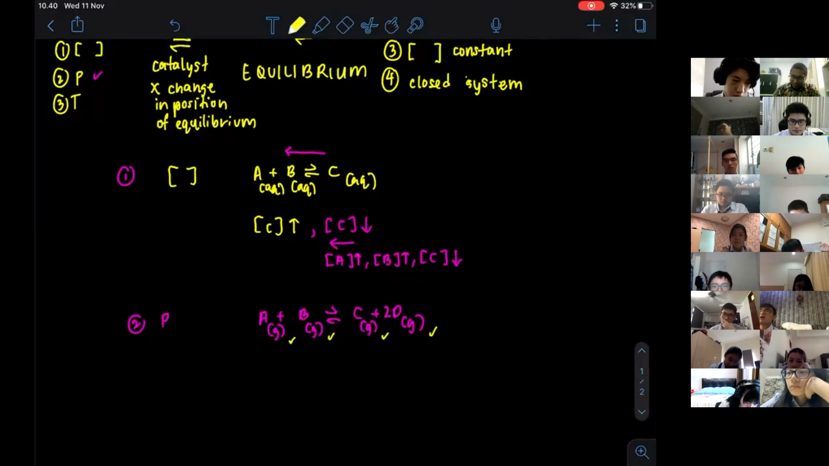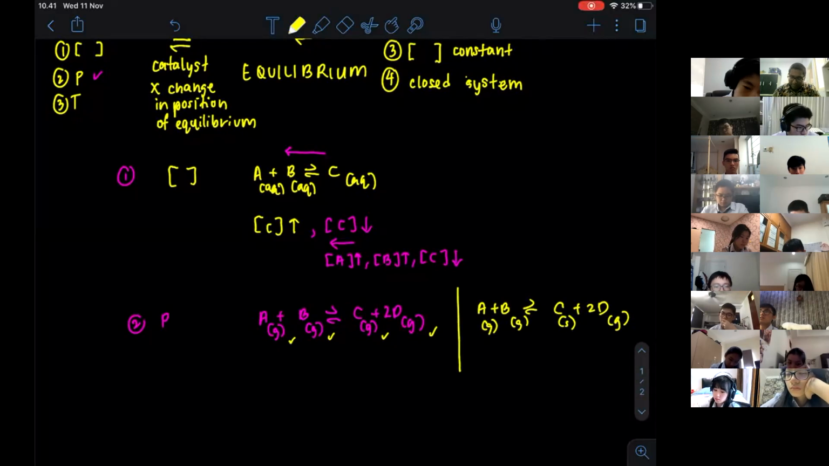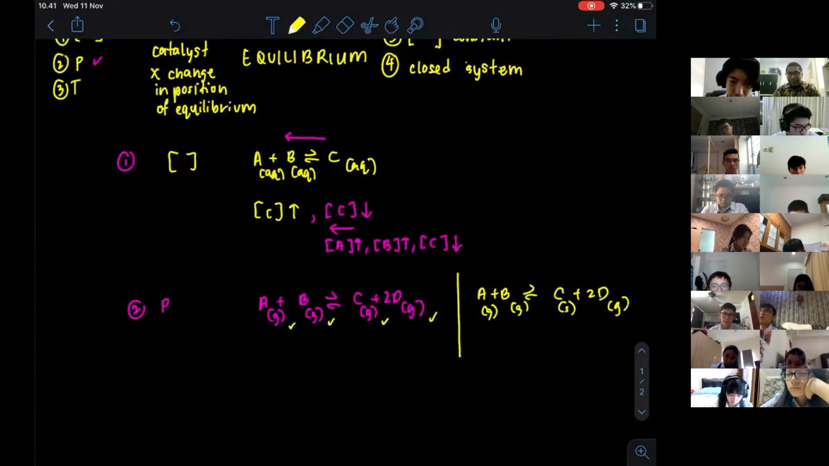But if you have a situation like, for example, A plus B to give you C plus 2D, and let's say your C is solid, what we need to do is remove the solid. We don't want the C to be involved over there. So I'm going to give you two examples here. In the first example, if all of them are gas, you take the number of moles of A and B, so 1 plus 1 is 2. Take the number of moles of C and D, 1 plus 2 is going to be 3.